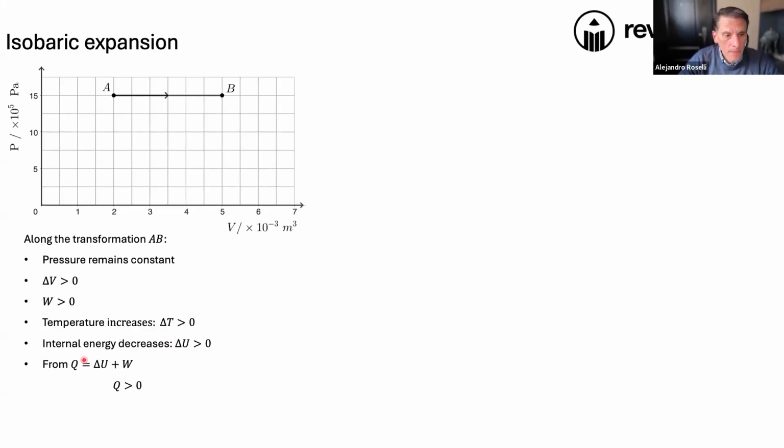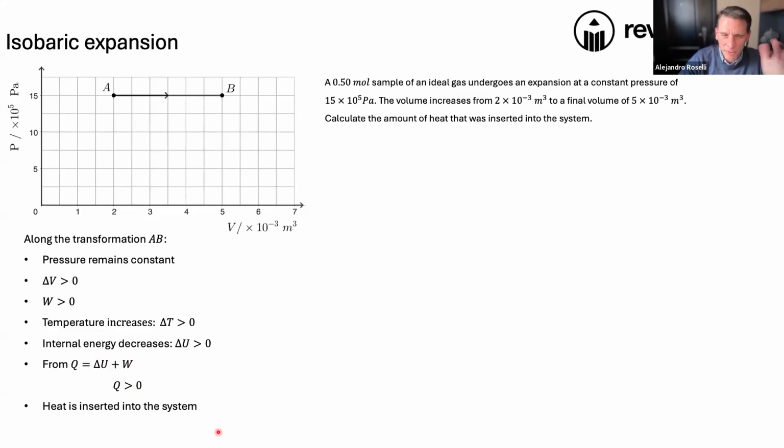So from the first law of thermodynamics, we have a positive delta U, positive W, so Q must be positive, which means that heat is inserted into the system. Heat is flowing into the system. An external something is allowing heat to go inside. Now let's just do what we did before. Let's solve a simple example that corresponds to this graph to see how things might be dealt with in terms of the equations.